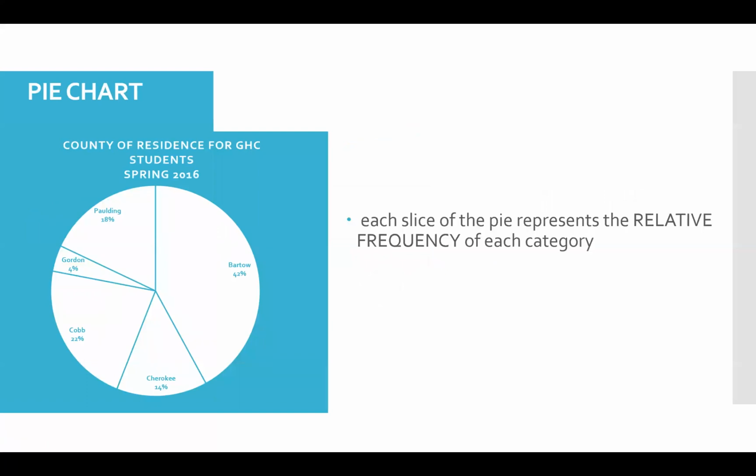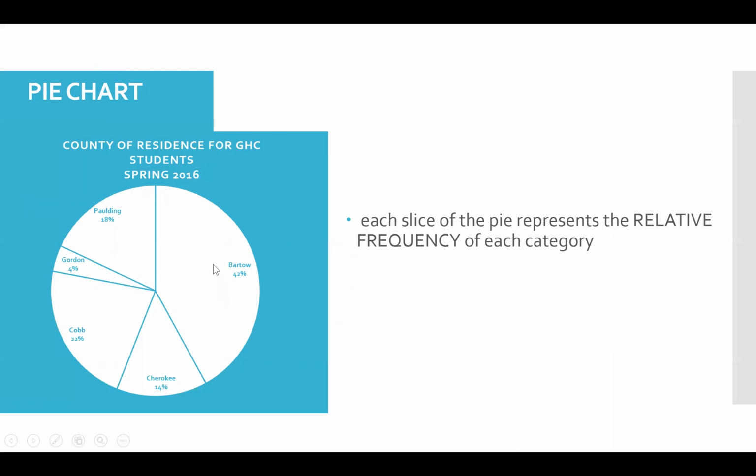Another one that we use with qualitative data is a pie chart or a pie graph, or you may have heard it called a circle graph. Again, notice we have the title, County of Residence for GHC Students in Spring 2020. Each section is labeled, and it's great if we put the percentage, because again, to me, it would be difficult to look at that piece of the pie and recognize that that's 42%.